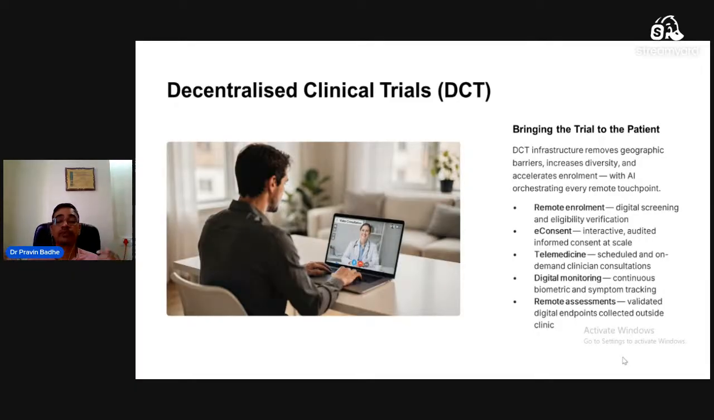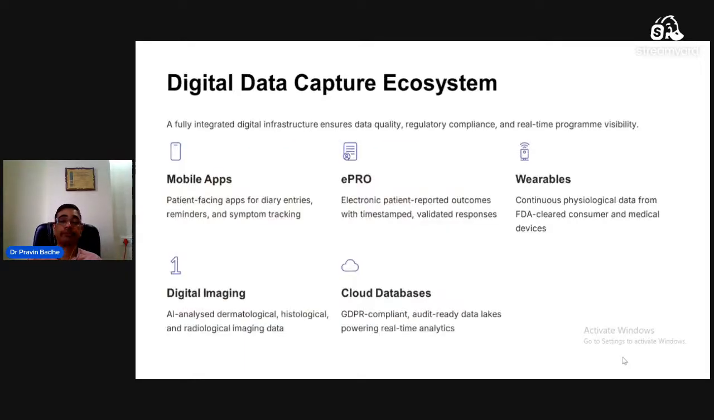and that's where the decentralized observational study comes in, which actually removes geographical barriers. So that way you can increase the diversity of the participants in the study by enrolling people from different areas, different countries, and reaching them remotely. So these are some of the data capturing.